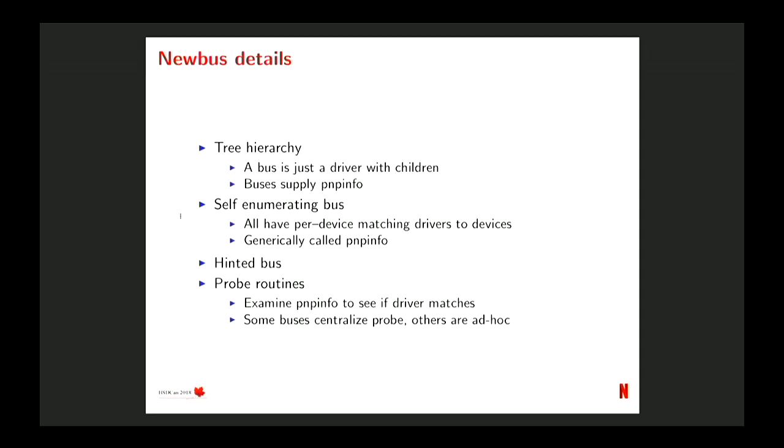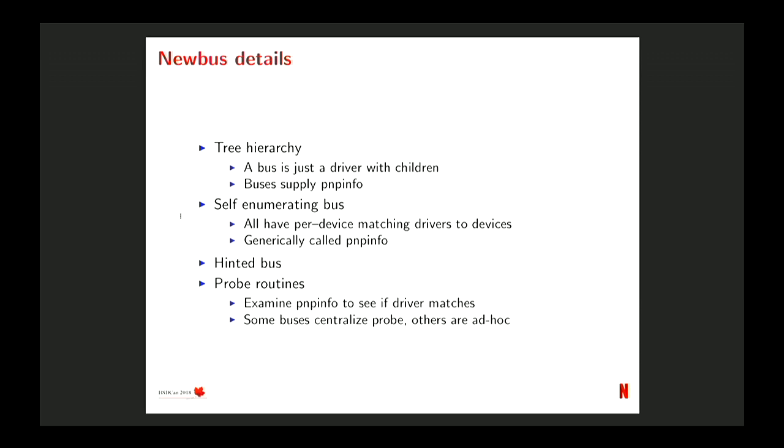So NewBus, for people that don't know, it's a hierarchical bus, and each of the buses supply the plug-and-play information. Plug-and-play is kind of the old ISA add-in card term for, you just plug it in and it works because you're able to look at the card and enumerate it without having special knowledge of jumpers and address settings and IRQs and all of that. We adapted the term years ago. It's fallen out of fashion in the industry, but since that's what's in the code, that's what my talk will be using.